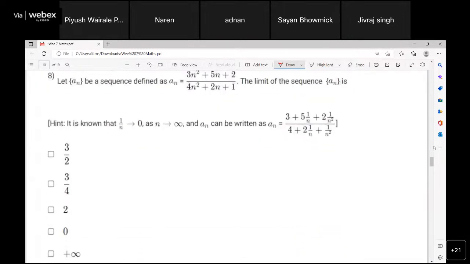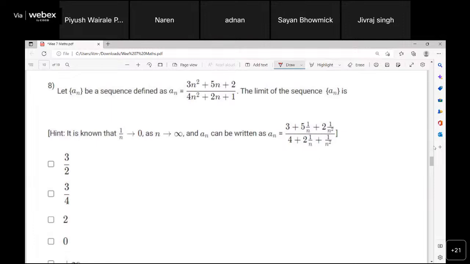Okay, so let us find out the value of this particular sequence. We are given an and we have to find the limit of this sequence. A hint is given to us. We know that 1 by n tends to 0 as n tends to infinity. So in general, when you are taking limit n tends to infinity, please try to make sure all the terms are in the form 1 by n only. Then only it is simplified, because 1 by n will directly become 0, right? So try to make each individual term 1 by n by dividing with the highest degree. So that will help.